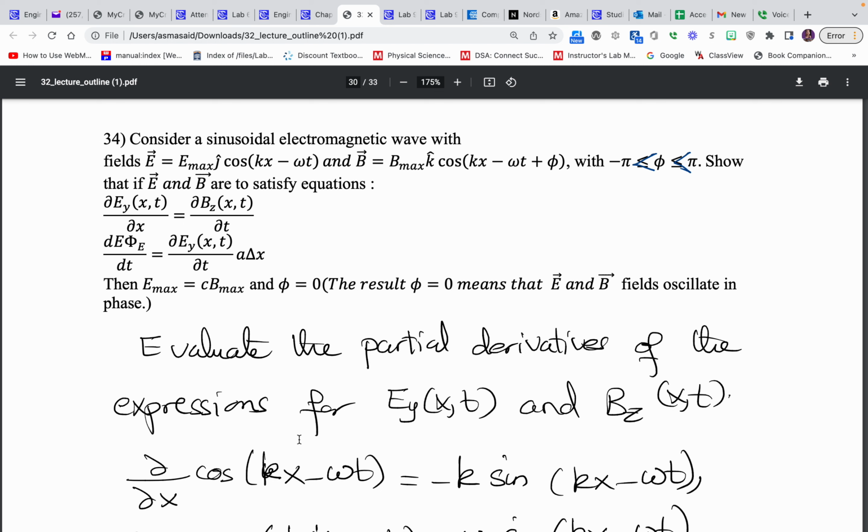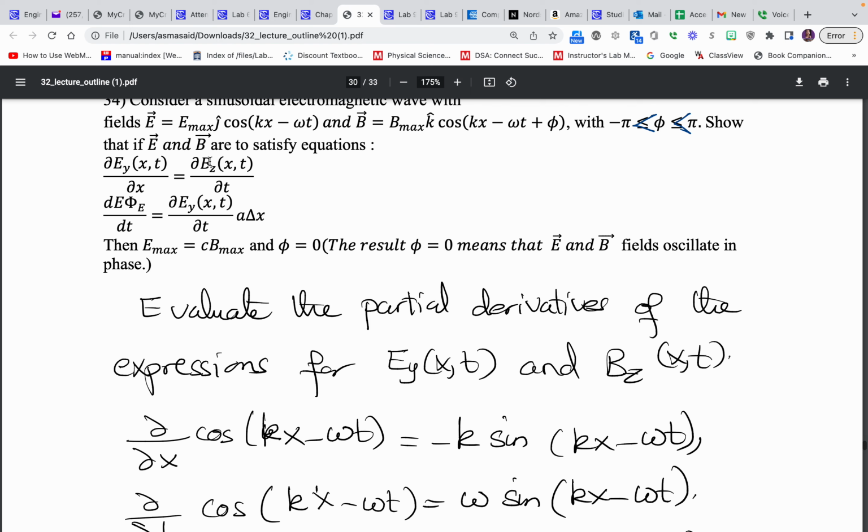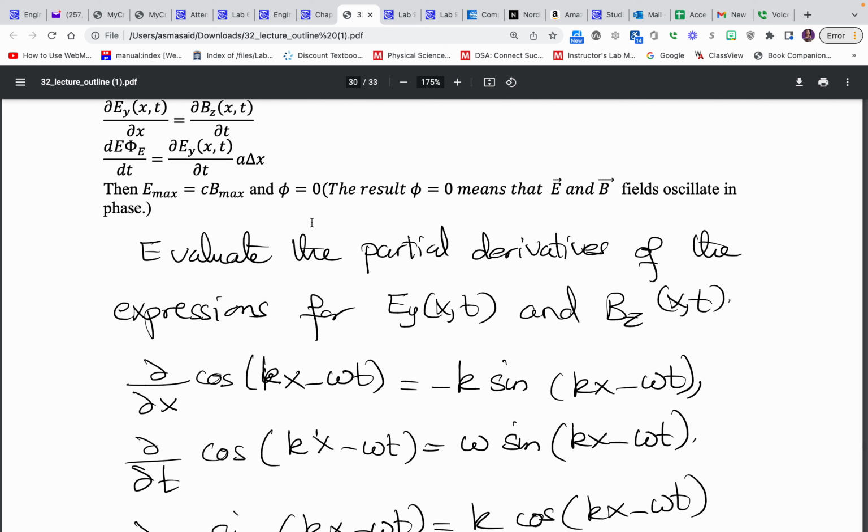these are from your textbook: the partial derivative of the electric field component y with respect to x equals the partial derivative of the magnetic field component z with respect to time, and there is also the other equation. If E and B satisfy these two equations, then we can conclude that E maximum equals c B maximum and phi is 0.